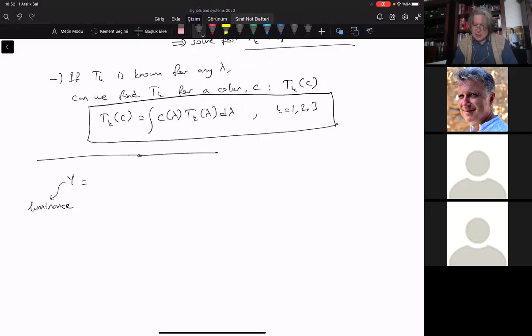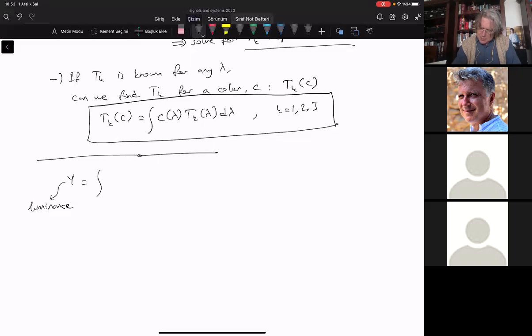Luminance is the integral of actually the color, or by color I mean the whole spectrum, times the sensor, which is the combination of all the sensors, integrated.